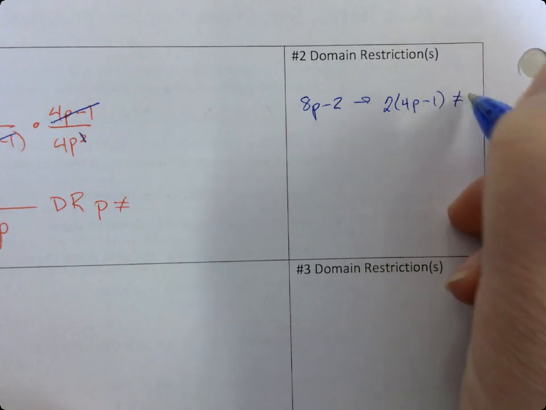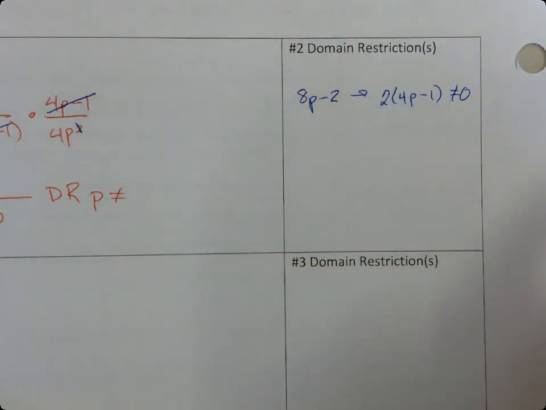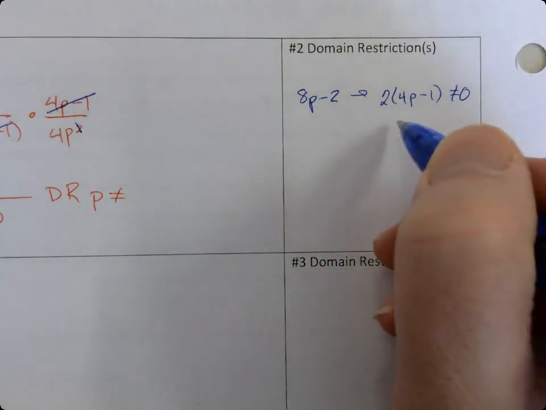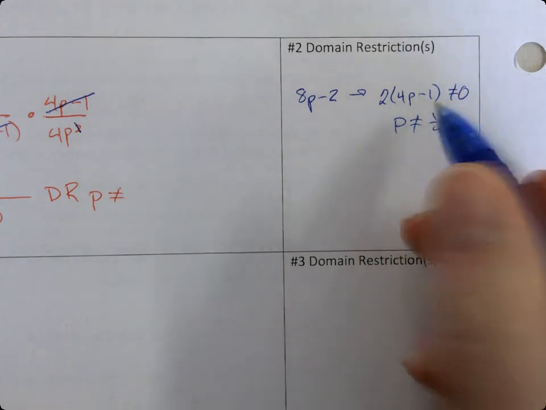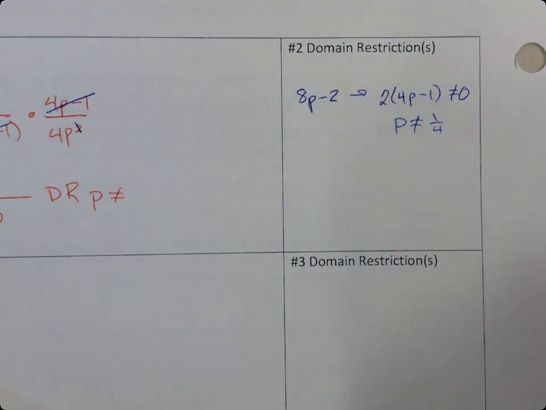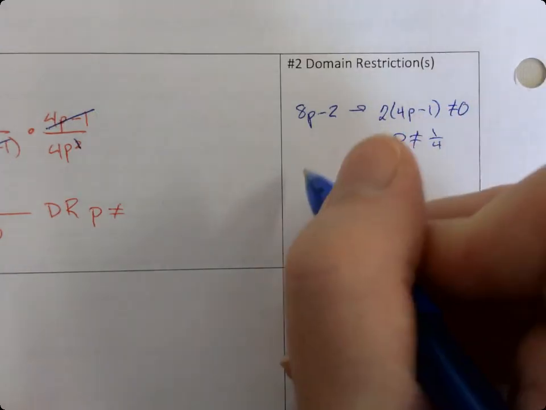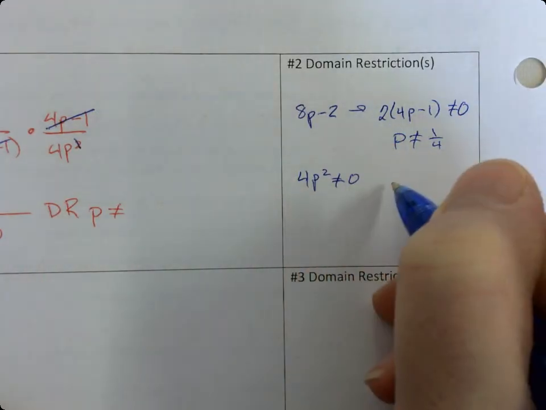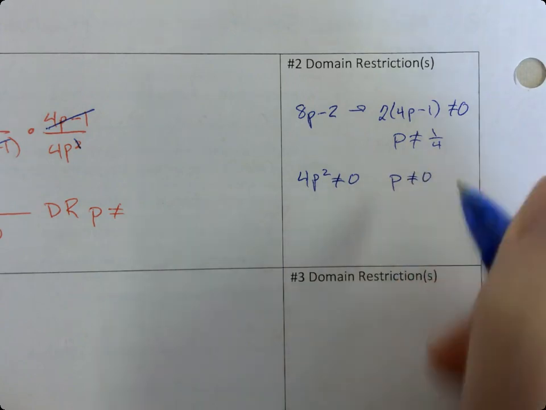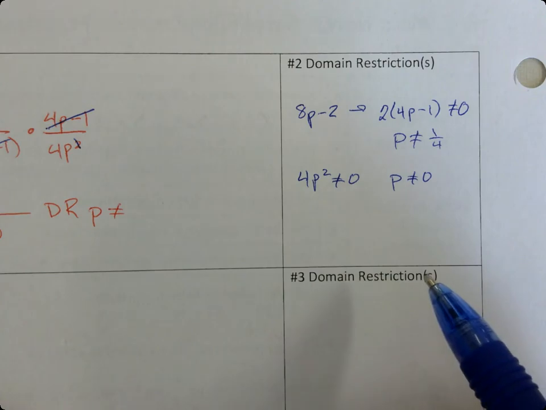Set that to not equal 0. Well, what's my domain restriction? 2 will always be a 2, but we don't want p to be 1/4. Remember how you add 1 and divide by 4? Okay. Then we had the next piece, 4p squared. Okay. 4p squared cannot equal 0, and you told me p cannot be 0. You can divide by 4 and then take the square root. It's all going to end up being 0.